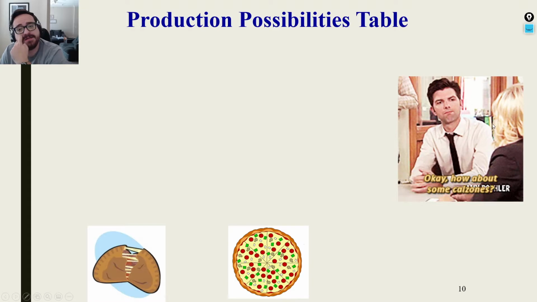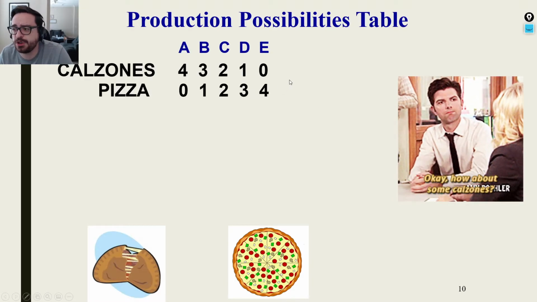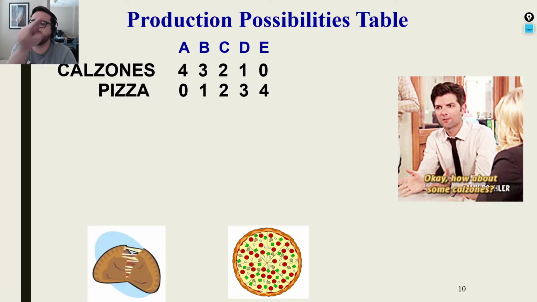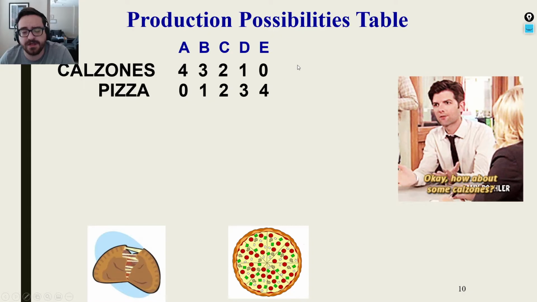Now, Parks and Rec GIF ready to go here. That production possibilities curve was shaped a particular way, a little bowed out curve. It doesn't have to be shaped that way. There is a second way you could see it.